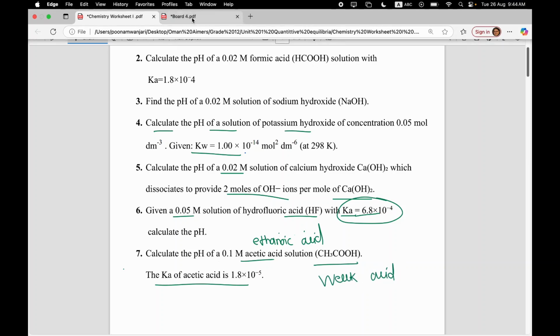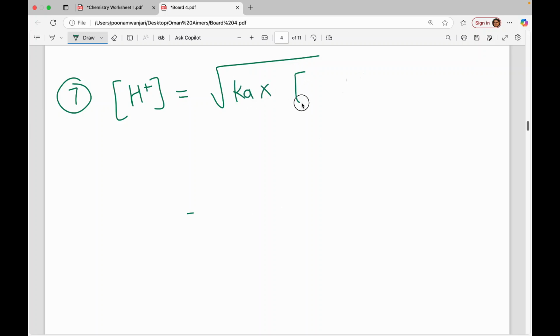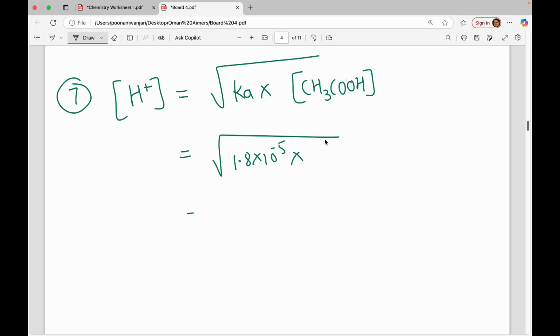So students, what we will do, we will use the formula for the concentration of H plus. We are not going to derive this formula, just learn it. H plus is equal to the square root of the dissociation constant times the concentration of the given acid. Here ethanoic acid is given, so the value of Ka is 1.8 into 10 to the power -5.